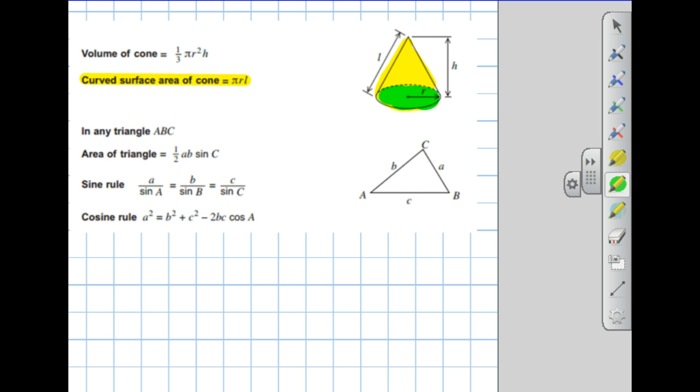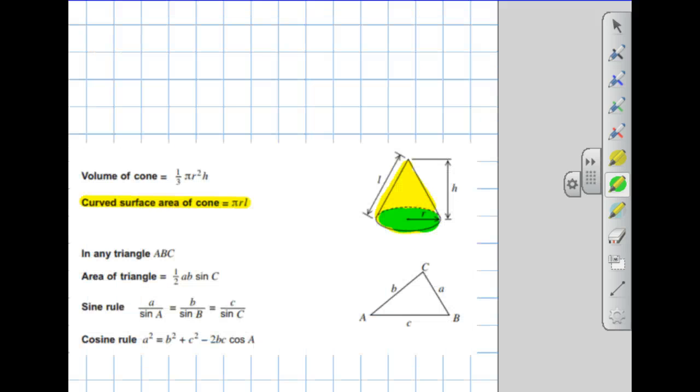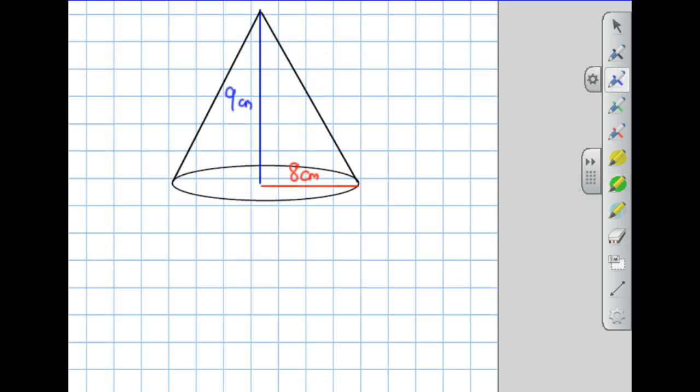And the formula says this. It's pi, r, and L is the slanting height. So let's go back to our question here. So we're going to work out the curved surface of the cone. And for that I need the radius, which I've got here. But I also need to know the slanting height of the cone. I don't know that. Just remind ourselves the formula is pi times r times L.